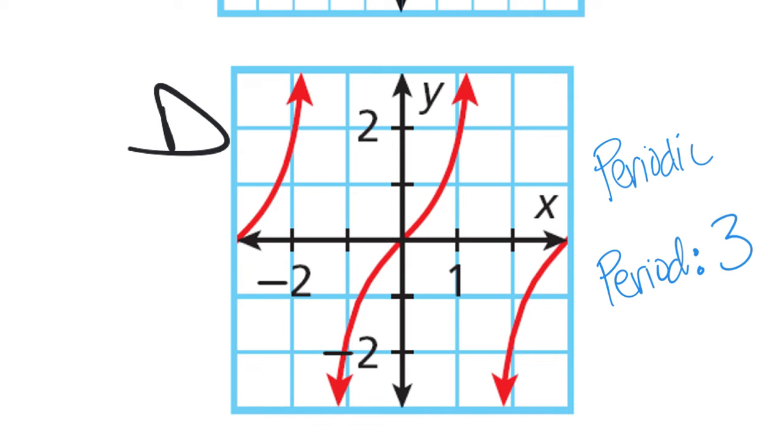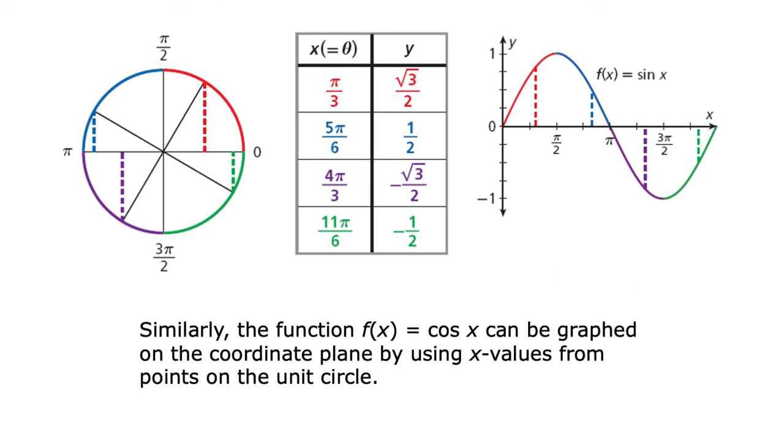Function D is periodic. It is repeating exactly, and the period length here is 3. And I'm going to use this point right here. Again, you can use almost any point when you're trying to find the period length. And I'm going to go to that next repeating point right there, and we can see that I went from -2 to 1, which is a distance of 3.